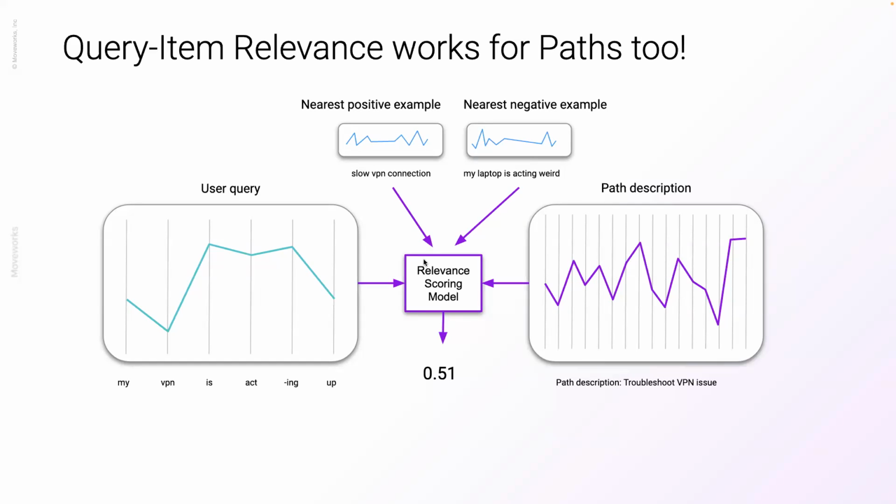Well, when you think about improving this, the more positive and negative examples you give, and the clearer your description of your path, the better these models can essentially fit and give the right score that you need.